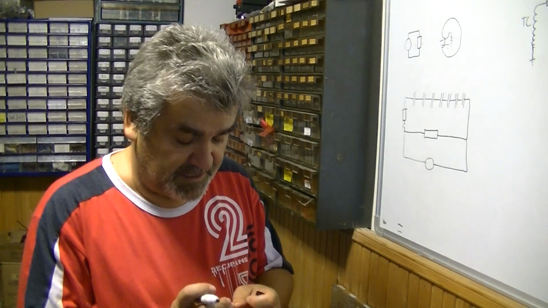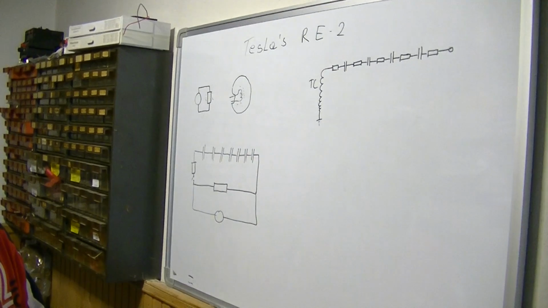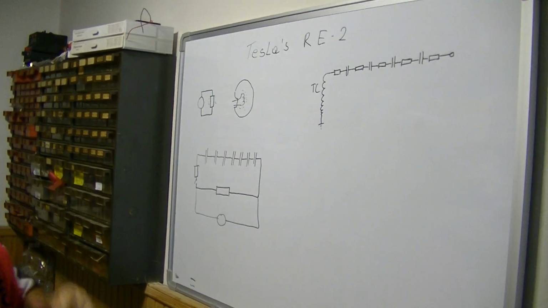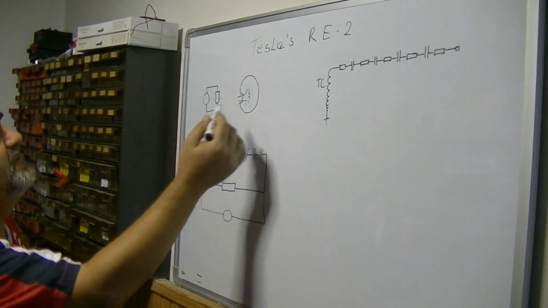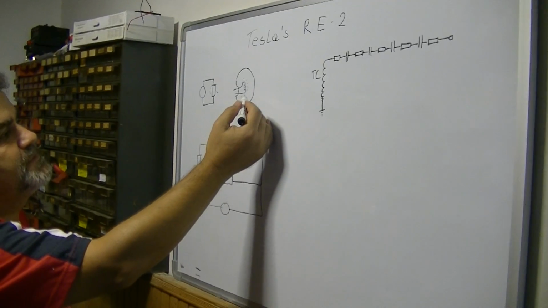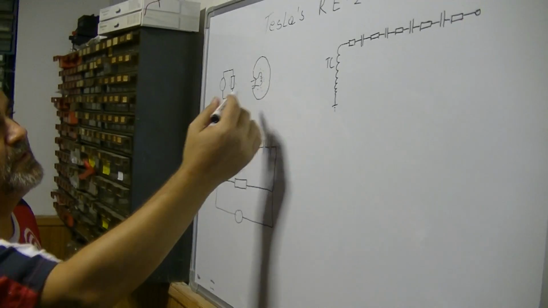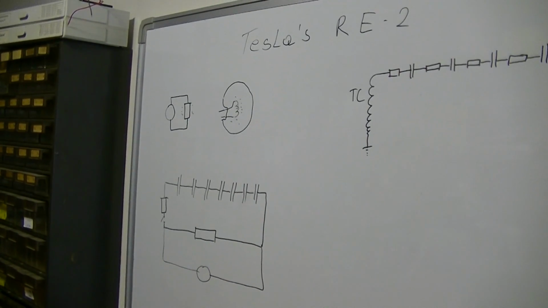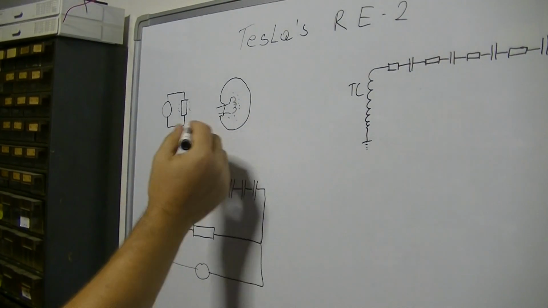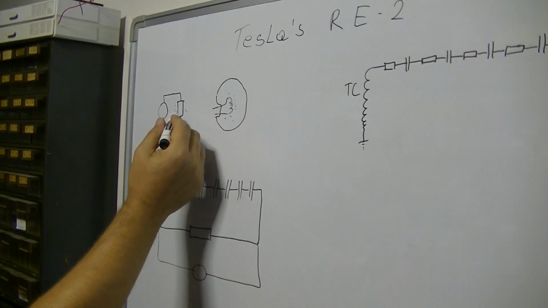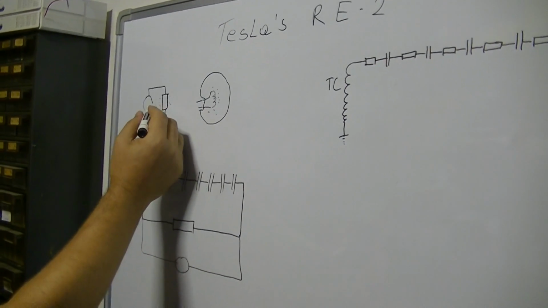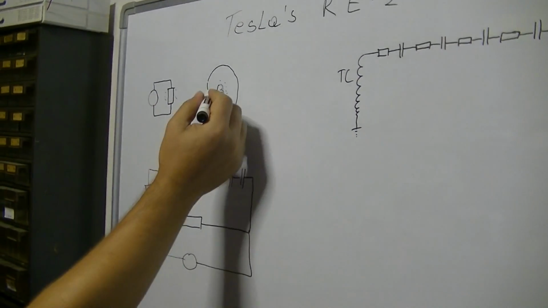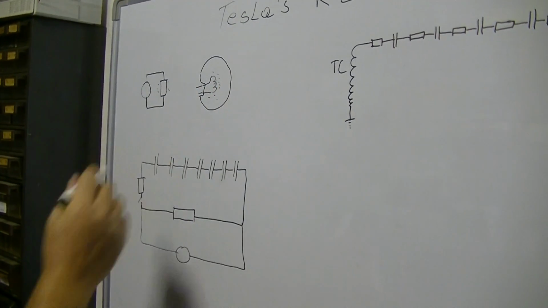Hello, this is Tesla Radiant Energy Part 2. In the previous first video I described the phenomenon which Tesla made with the cold white glowing lamp, described by the resistor and ions around the resistor, around the filaments.